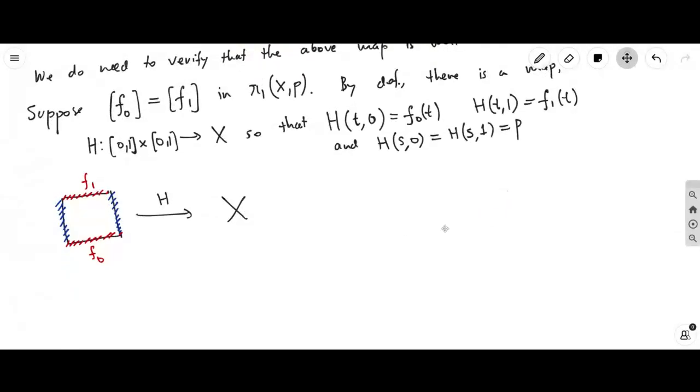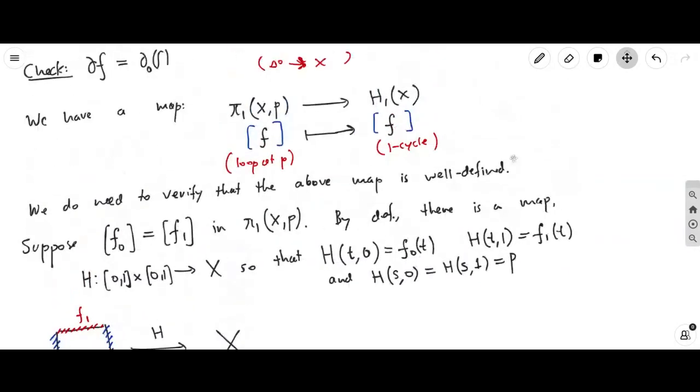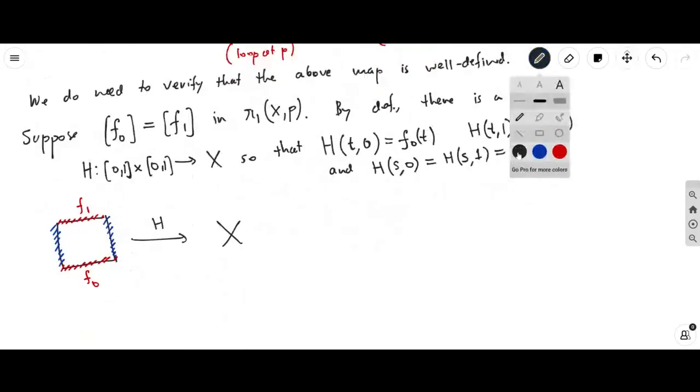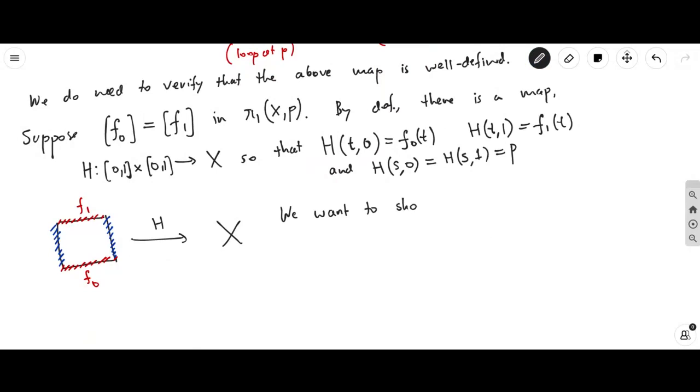And now, if you look at this, maybe you get an idea of what we're trying to show. So what's the goal? We want to show that F0 is equal to F1 in the homology group. That's what we want to show. We want to show that these two classes are equal as homology classes.